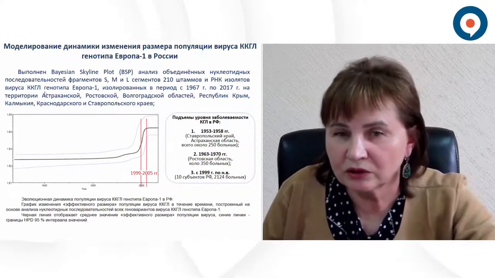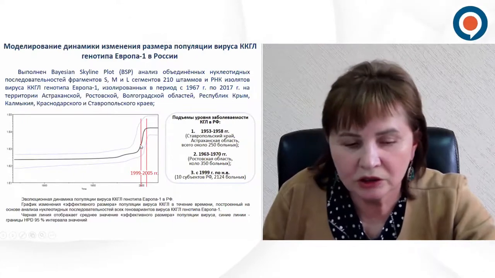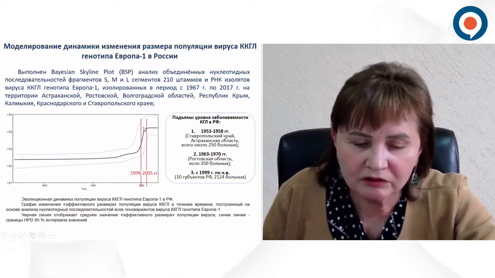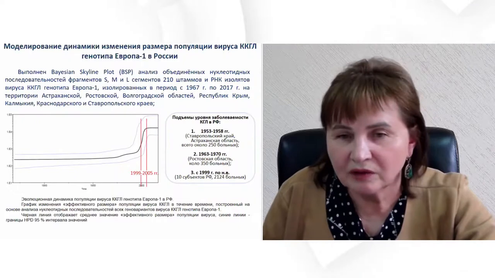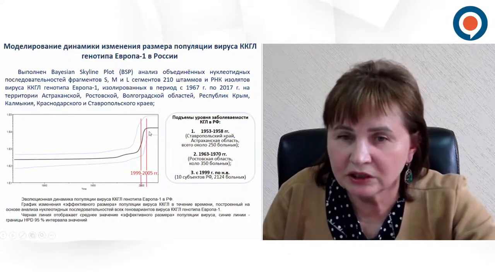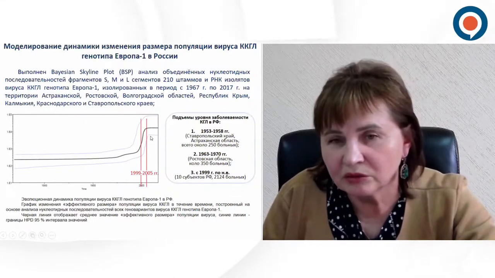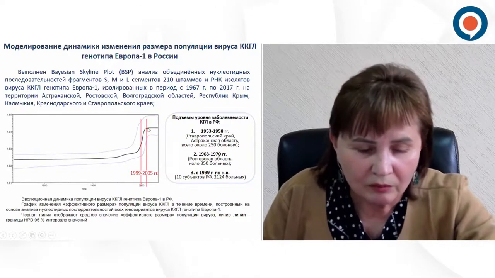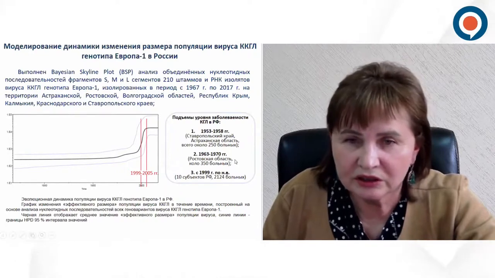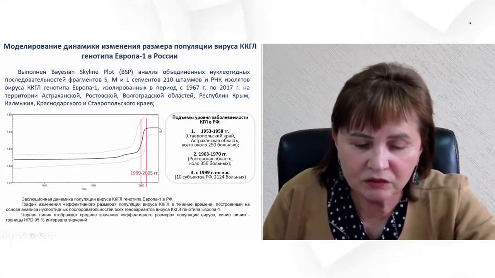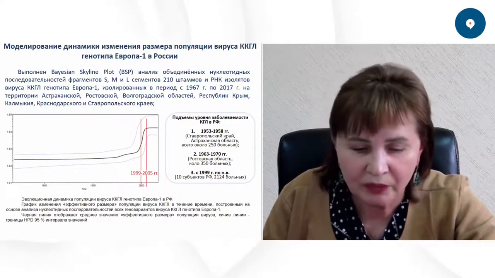The reconstruction of the demographic history of the population of the genotype Europe 1 Crimean hemorrhagic fever in Russia showed us that the activation of the natural focus in 1999 and further growth in morbidity coincide with the enhancement of the population of the virus. The peak of disease cases is registered in 2007 to 2008, and from 2005 until now, the effective size of the population of the virus remains unchanged, which speaks about the stability of the population of the virus as of now.